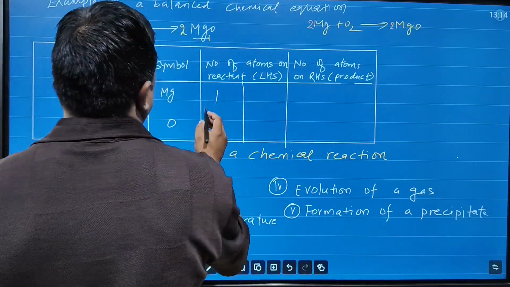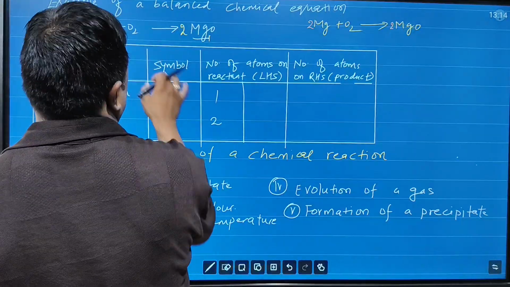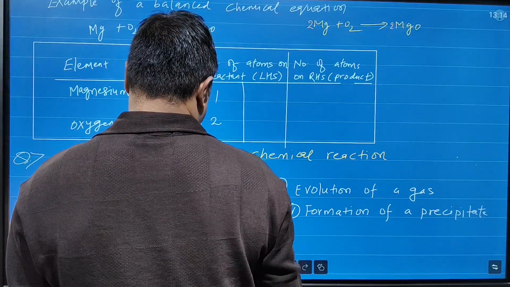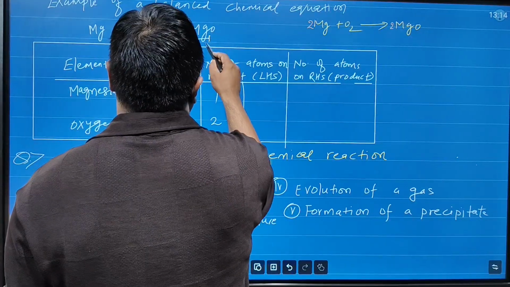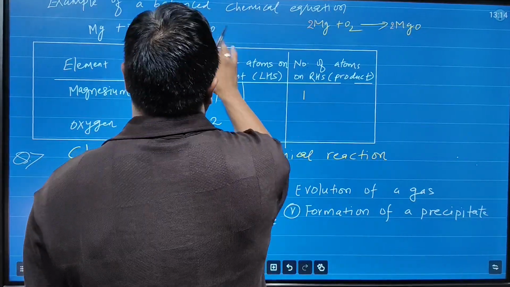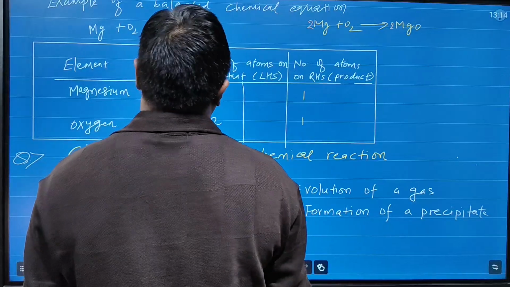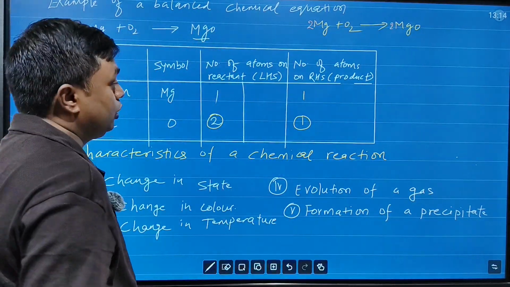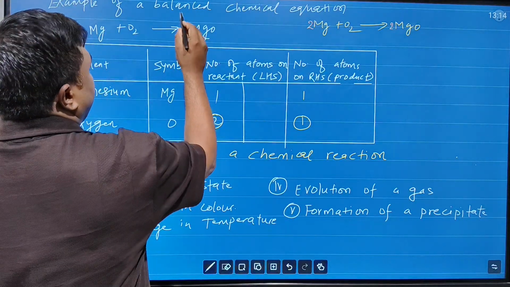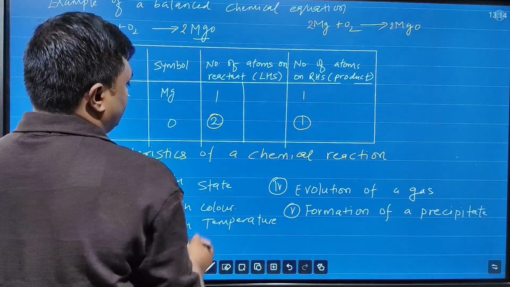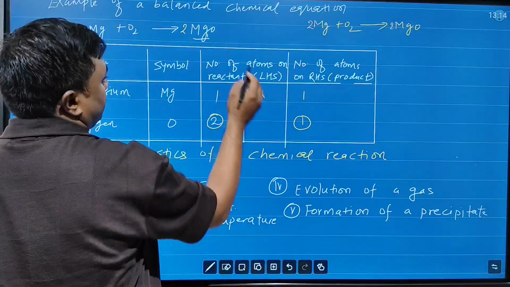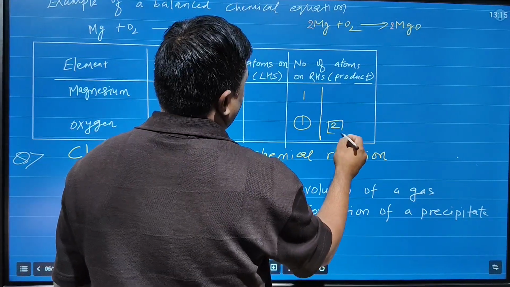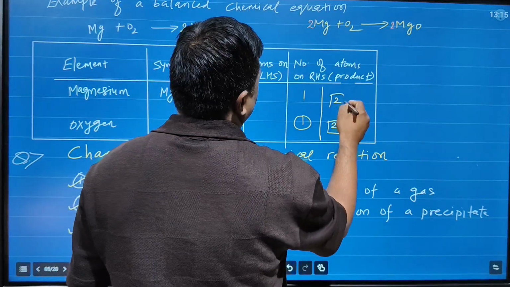First of all, on the reactant side, magnesium atom is 1 and oxygen atom is 1. On the RHS, magnesium is 1 only and oxygen also 1 only. Now, what is not balanced? Oxygen is not balanced on the right hand side. So to balance the oxygen atom, you have to multiply by 2. Once you multiply by 2, magnesium also becomes 2 into 1, and oxygen becomes 2.